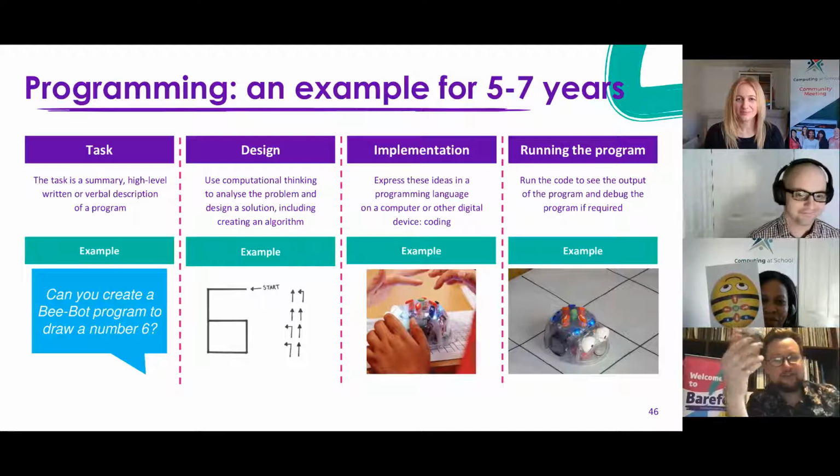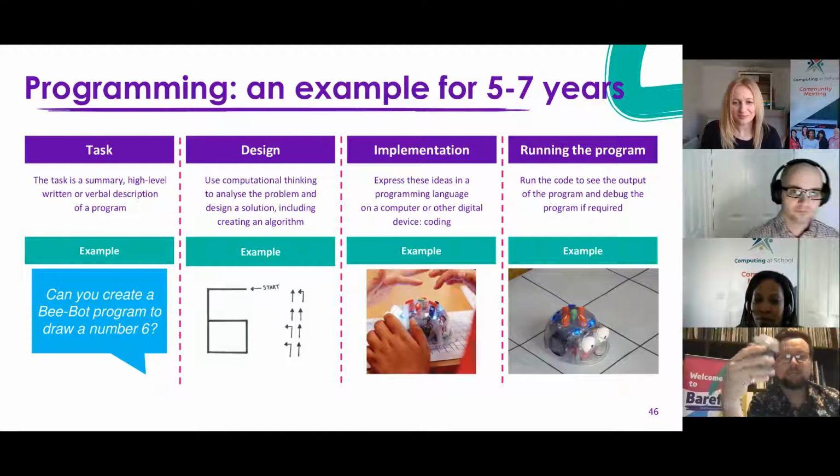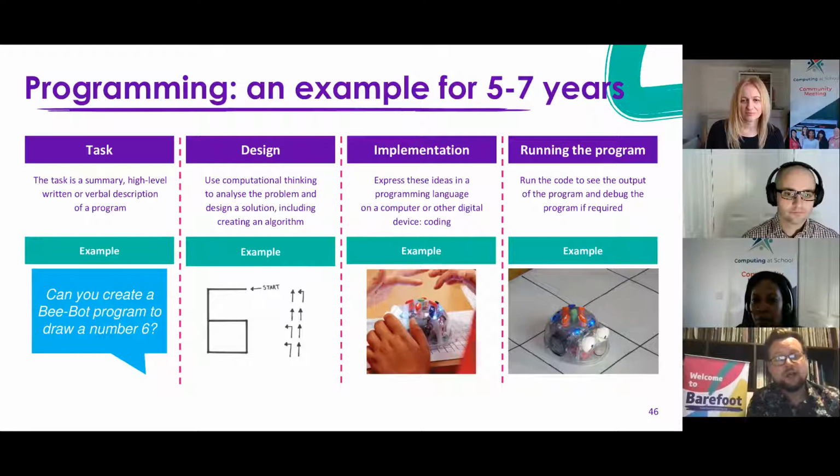So we always encourage, we do this design stage first, then we code it, and then we run our program. Now, that's really important, because if we don't have that design stage, we're not practicing those important computational thinking skills. And if we make an error in our program, we've got no reference, our algorithm, we don't know potentially what we've actually coded into our device.